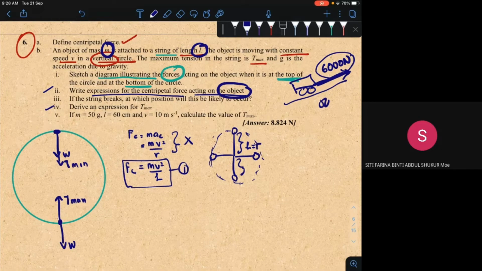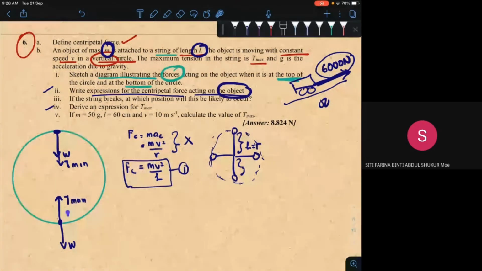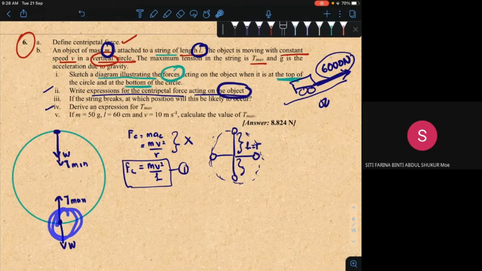Okay, so the maximum tension is experienced at the bottom. So jawapan dia adalah the string will break at the bottom of the circle. String kamu akan break at the bottom of the circle.